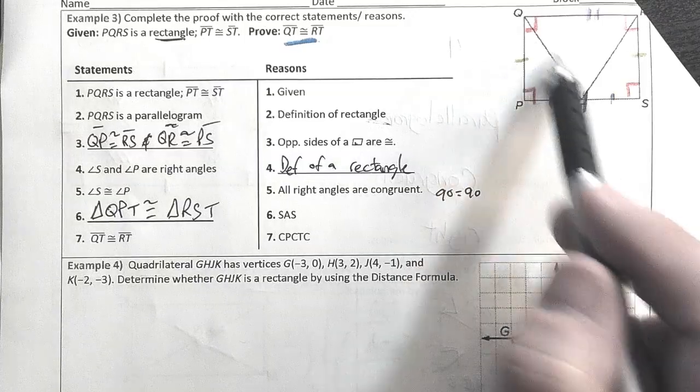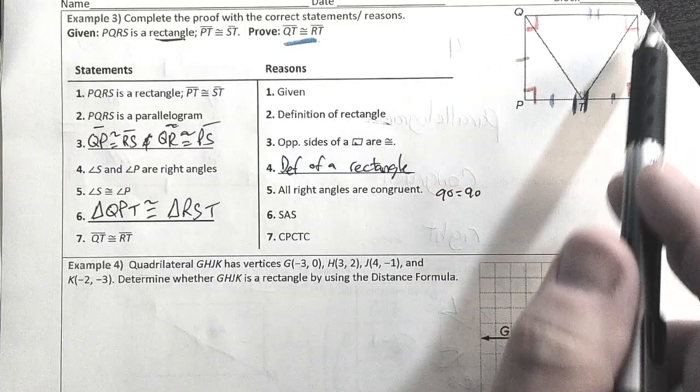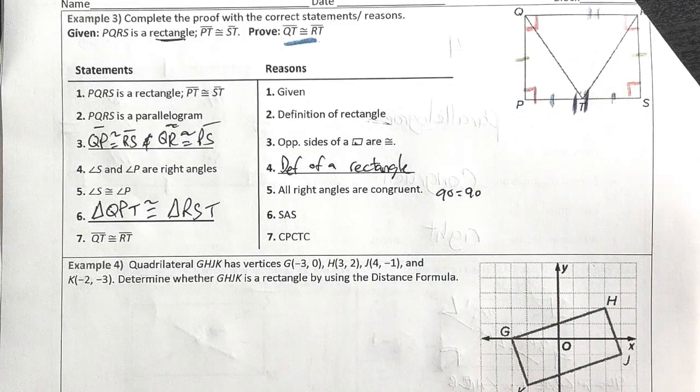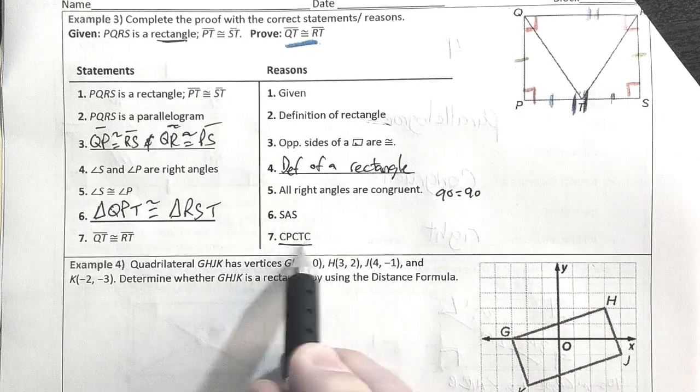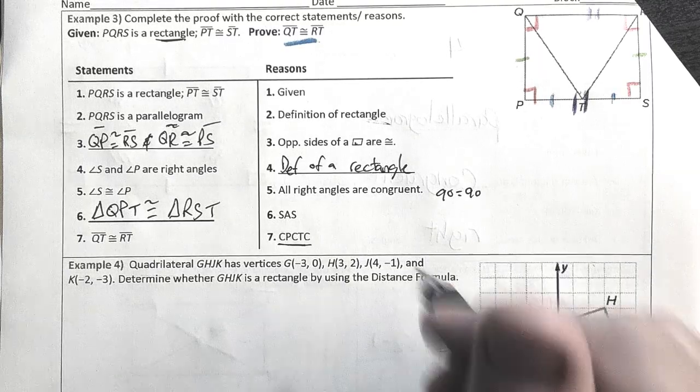So when we've already said that the angles are congruent, and QT is part of this triangle, and RT is part of that triangle. And corresponding parts of congruent triangles are congruent, or CPCTC.